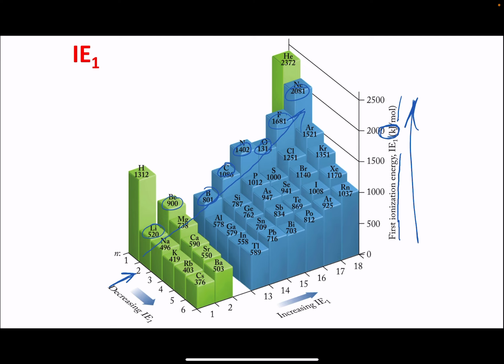This should make sense to you because we now know that as we go from left to right in a row in the periodic table, it becomes a smaller atom. Valence electrons are closer to the nucleus. Valence electrons, as we go from left to right in the periodic table, are more tightly held by the close proximity of the nucleus. It's going to be harder to remove that outermost electron, higher energy to do so.